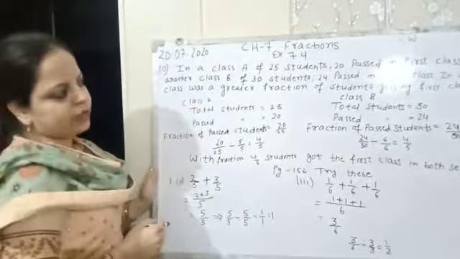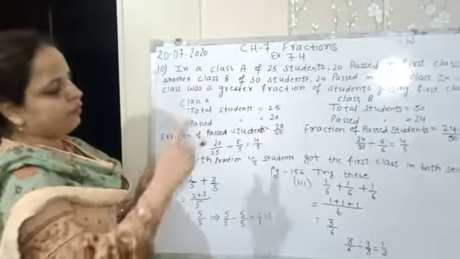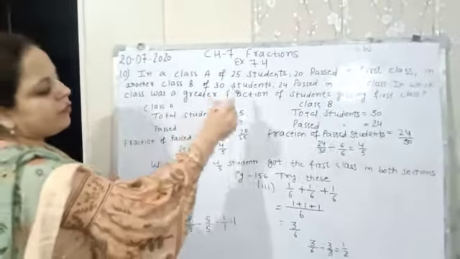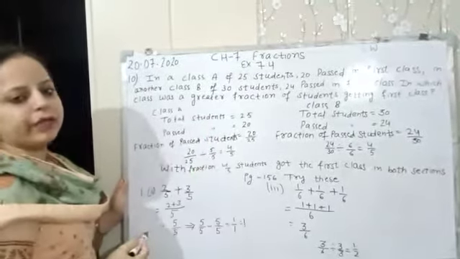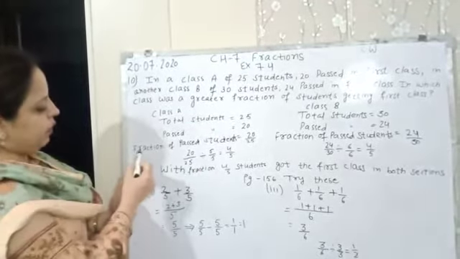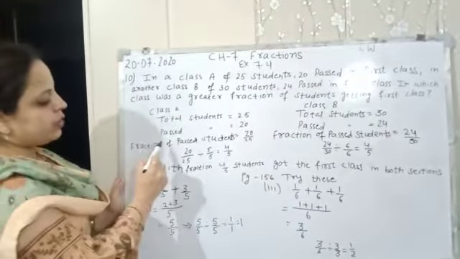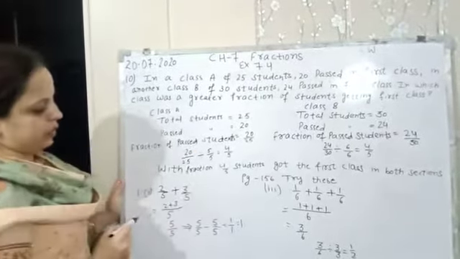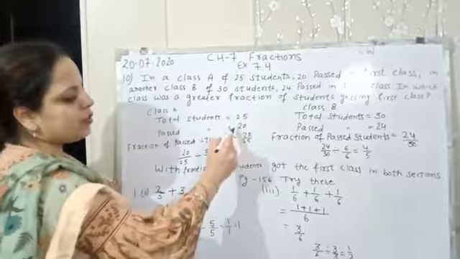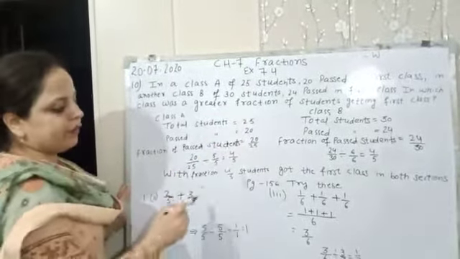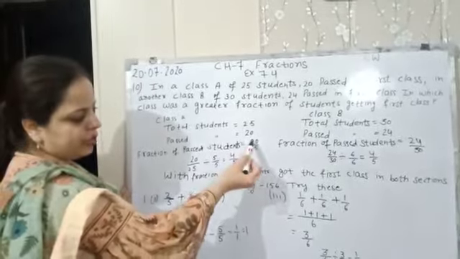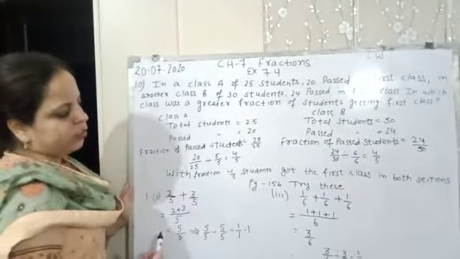Now according to our statement, what do we want? We want the greater fraction. Fraction means firstly we will make a fraction. So how will you make it? We will write the fraction of passed students. Here you can see the passed students are 20, and these 20 students out of 25 are passed. So we will take 20 divided by 25.